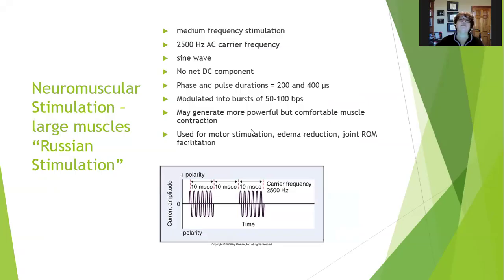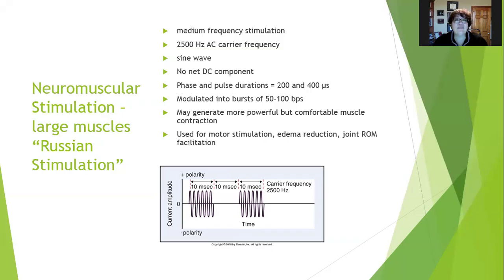So Russian stim is an alternating current application where you're stimulating large muscles. Quadriceps and tibialis anterior are probably the muscles you stim the most in physical therapy. Every once in a while, I'll stim somebody's gluteus medius or wrist extensors, but that's about it. You should know how to do those ones.